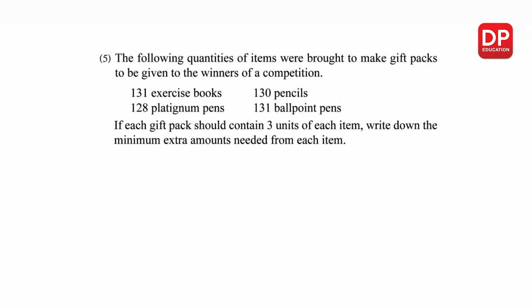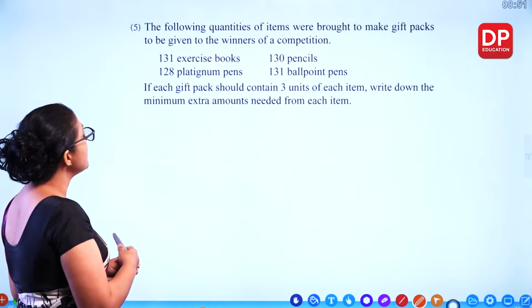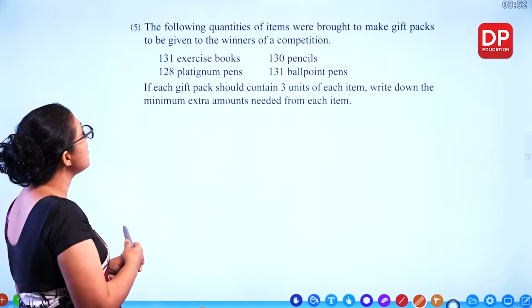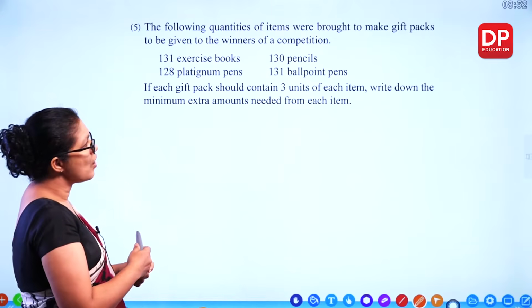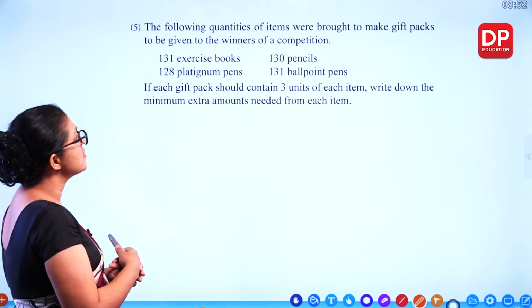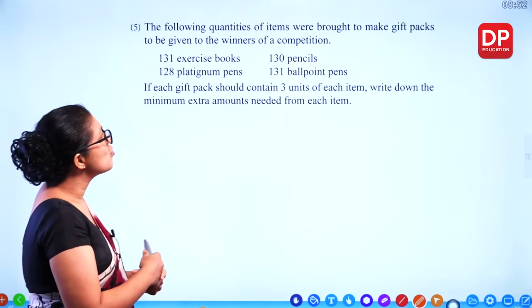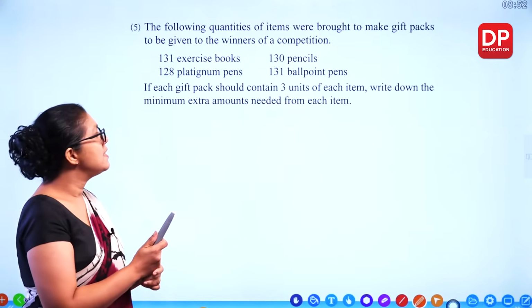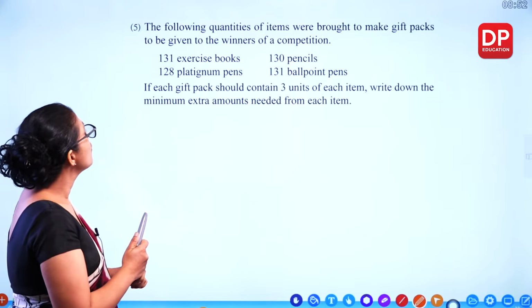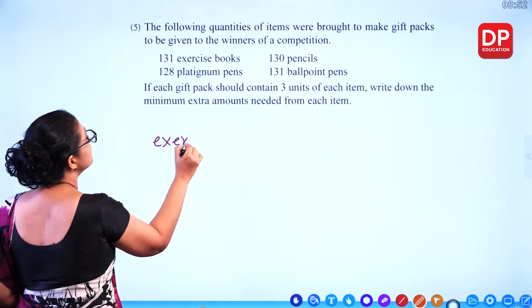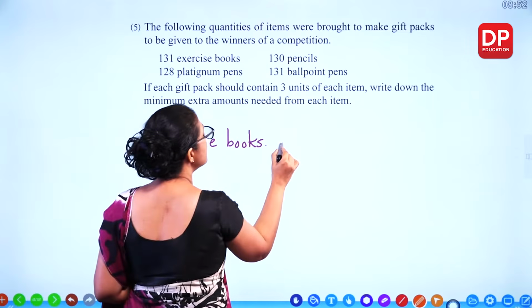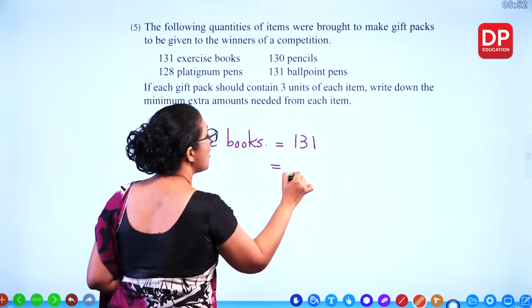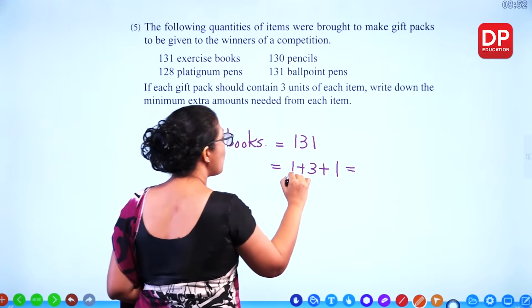Question number 5. The following quantities of items were brought to make gift packs to be given to the winners of a competition. 131 exercise books, 130 pencils, 128 platinums and 131 ballpoint pens. If each gift pack should contain 3 units of each item, write down the minimum extra amount needed from each item. So that means these numbers should be divisible by 3. So we'll take the first one, exercise books, 131. What's the digital root? 1 plus 3 plus 1, 4, 4 plus 1, 5.